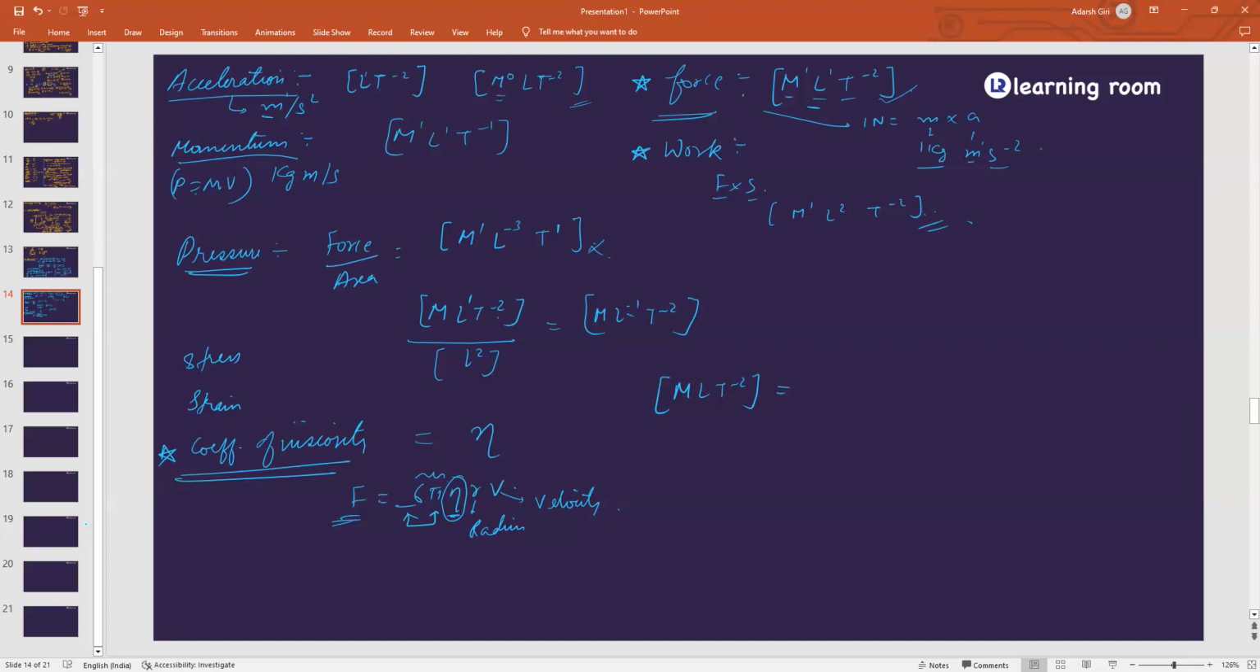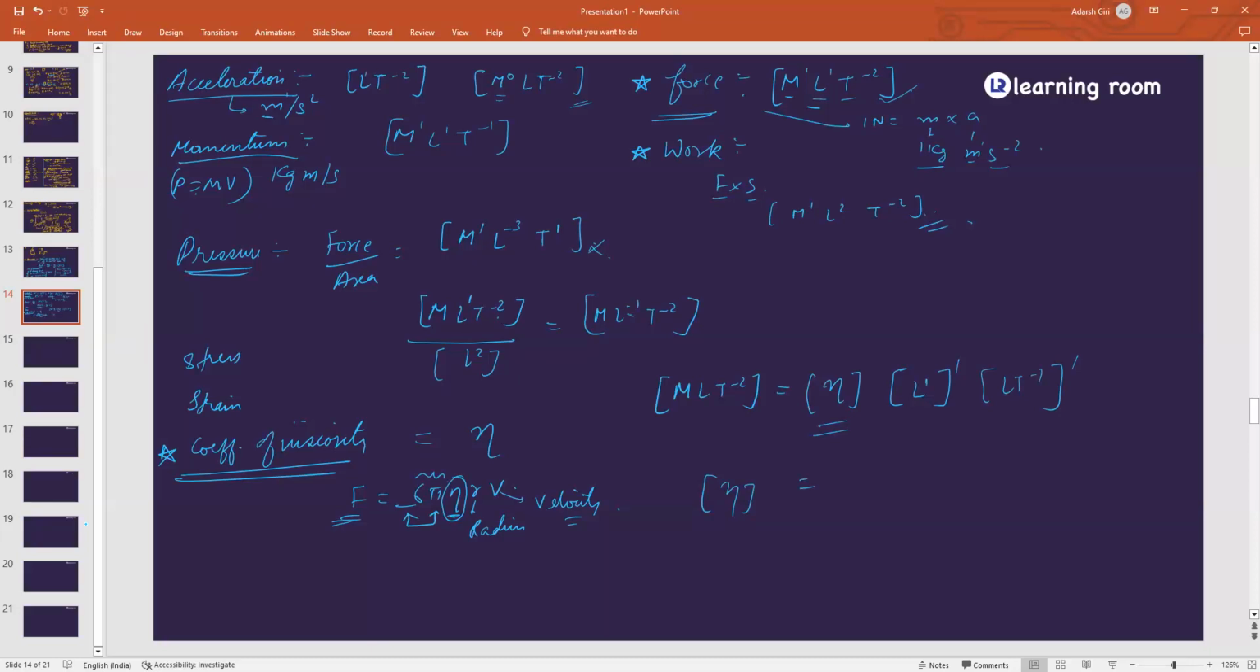So what will we be writing? We'll be writing eta, whose dimensions we don't know. Then we'll be writing the dimensions of radius, that is L to the power 1, and dimensions of velocity, that is LT to the power minus 1, and whole to the power 1. Because radius is also power 1 and velocity is also power 1. Now what you have to do? We have to equate with eta.